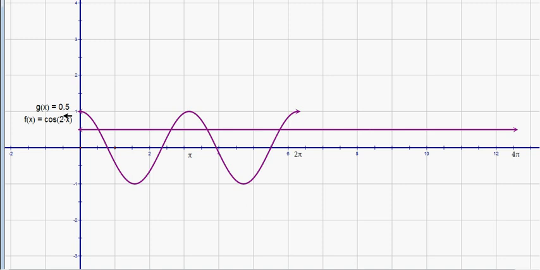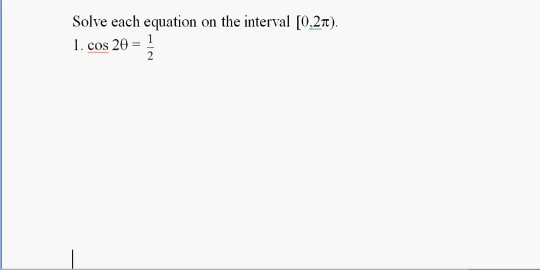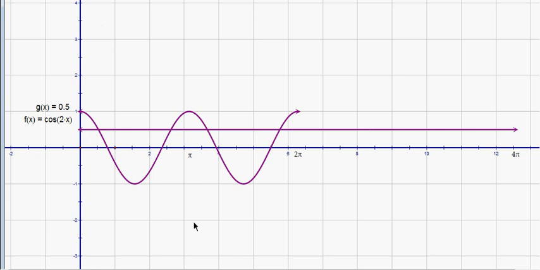The second function, the horizontal line, is 0.5 because that's what the equation is. Cosine of 2x is equal to a half. So it's 2 theta, excuse me. So 2x, 2 theta, same thing. So we're going to have four different solutions here.